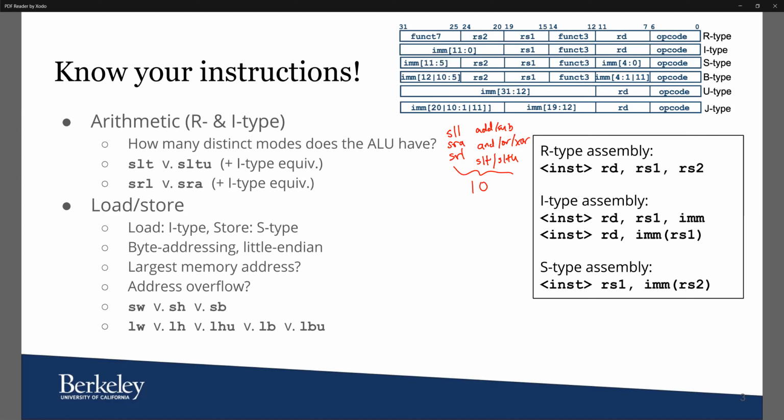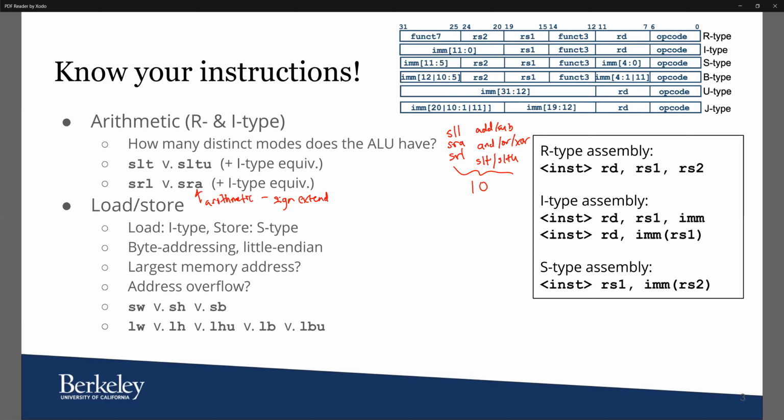Okay, so what's the difference between set less than and set less than unsigned? Yes, so set less than compares signed numbers, but set less than unsigned interprets the registers, even if they have a bit in the MSB, as unsigned numbers. Okay, and then SRL and SRA, what's the difference? So SRA is arithmetic shift, and what is that? What do you need to do when you do arithmetic shift? Sign extend. Right, perfect.